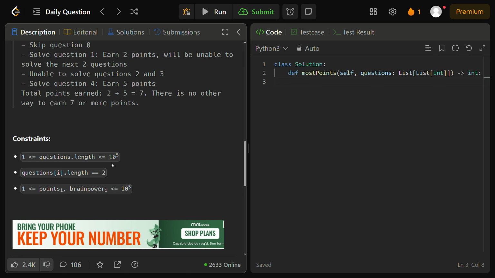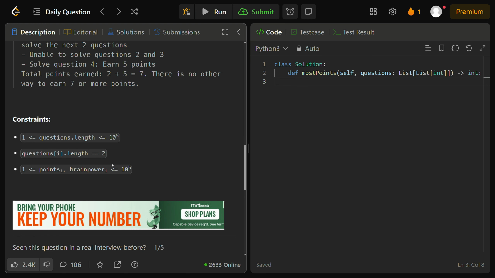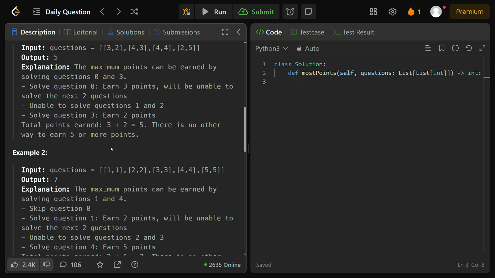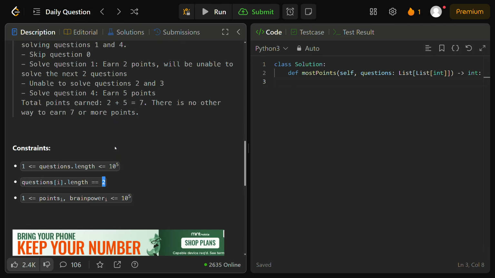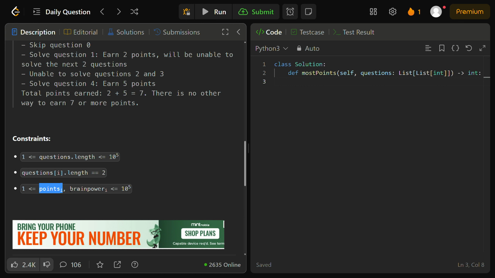input constraints really are. We're also guaranteed that every single question at any index is going to always have a length of 2, kind of just confirming what the problem statement told us. We're not going to have any invalid inputs. And finally, our points and brain power values for all indices are also going to be between the interval from 1 to 10 to the 5th power.